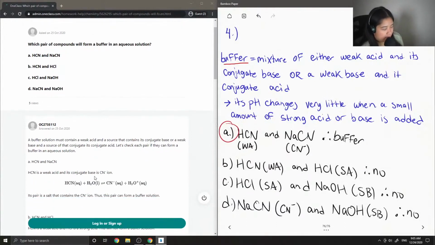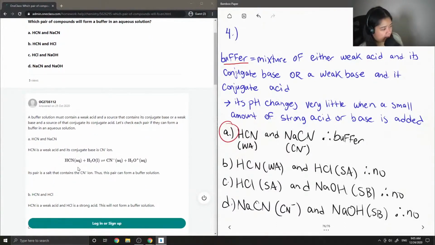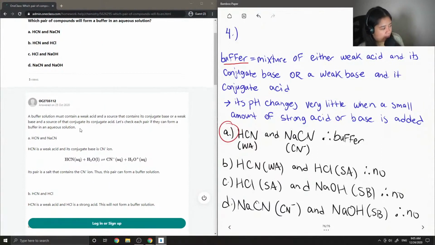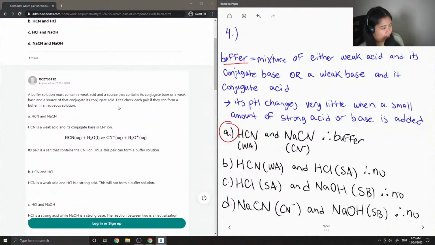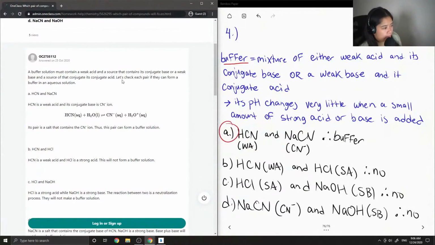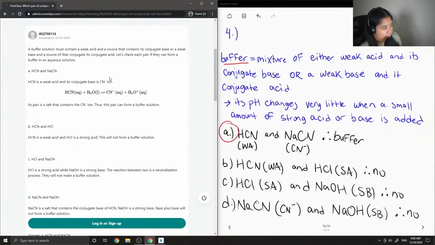Okay, so the junior tutor said that a buffer solution must contain a weak acid and a source that contains its conjugate base, or a weak base and a source of its conjugate acid. I think there's just a little typo, but it's kind of minor. And then let's check each pair if they can form a buffer in an aqueous solution.